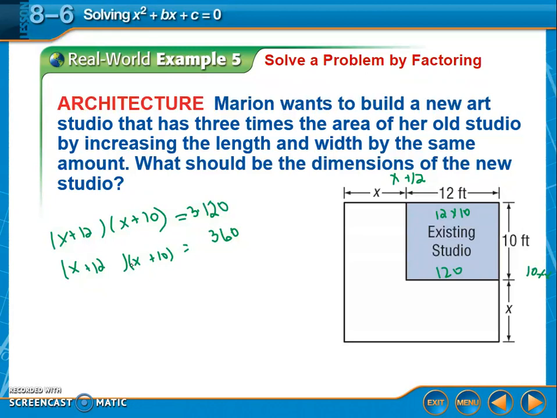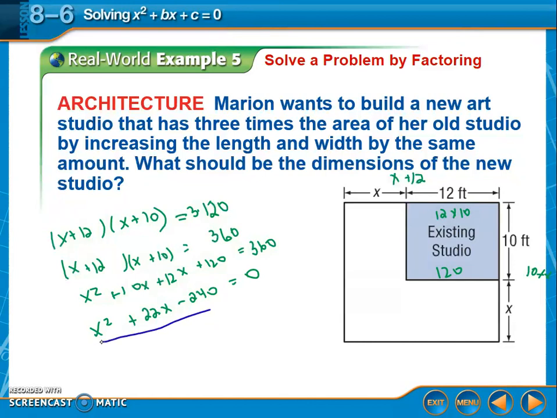So in order to solve this, the first thing I have to do is FOIL this out. So I'm going to do x times x, my first term is x squared, my outside term is plus 10x, my inside term is 12x, and my last term is 120. And that's equal to 360. So to solve this, I need to get it equal to 0. So I'm going to move everything onto this side and combine like terms. So x squared plus 22x, combining 10x and 12x. And then subtracting 360 from each side, I'm going to get negative 240 equals 0. And now this is what I want to factor.